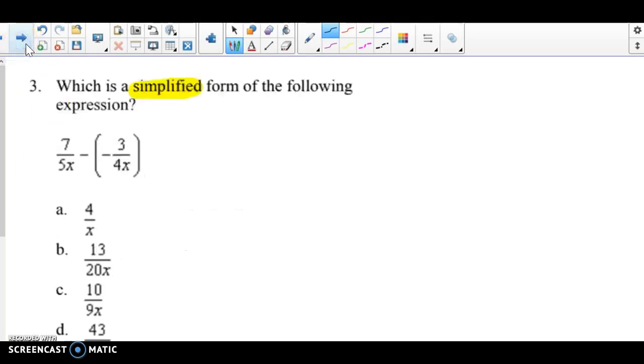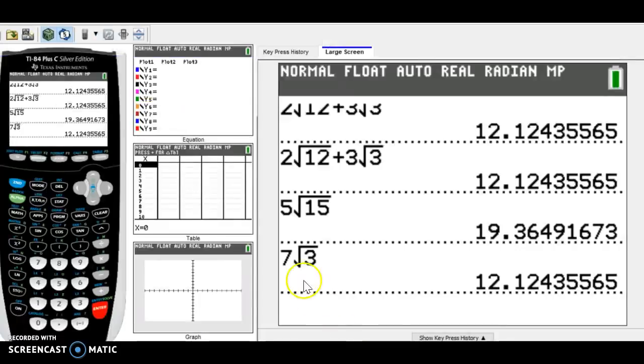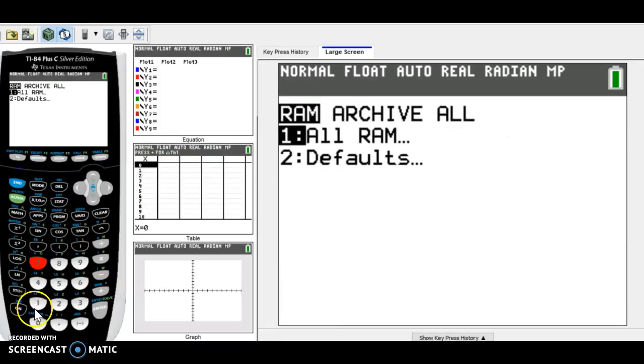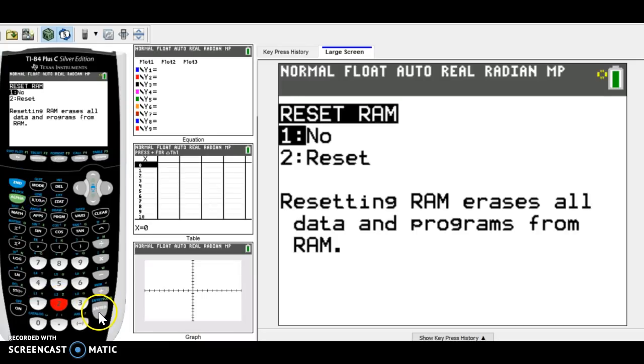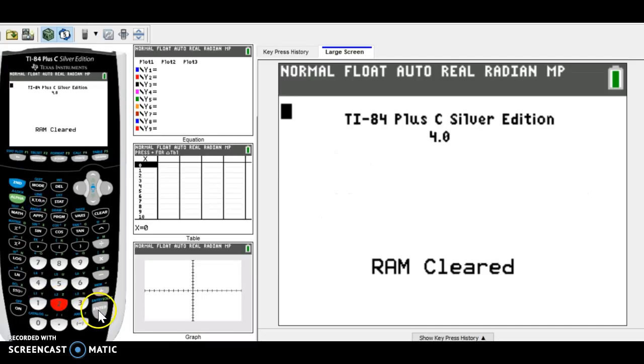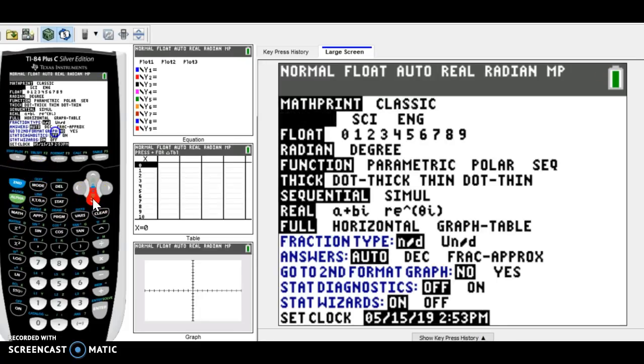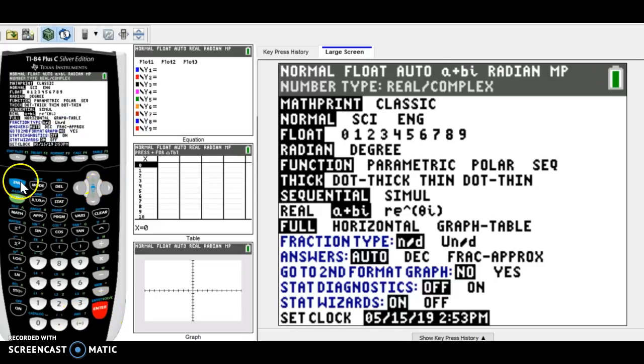For number 3, we want to know which is the simplified form of this. So one thing that I can do is plug it into my calculator. Remember to clear your calculator. Second plus 7, 1, 2. That resets your calculator. We're going to clear that. We're going to go to mode, down to real, and then over to a plus bi, and we're going to set that.